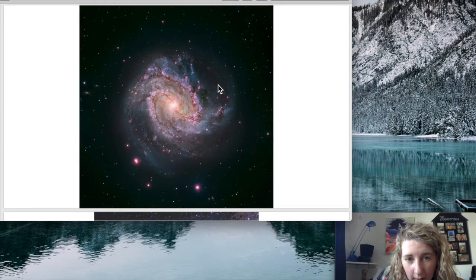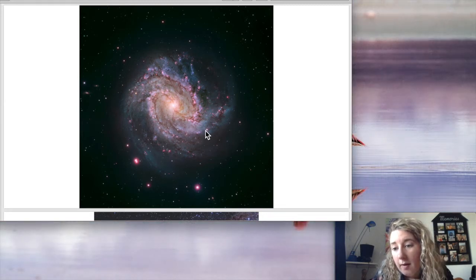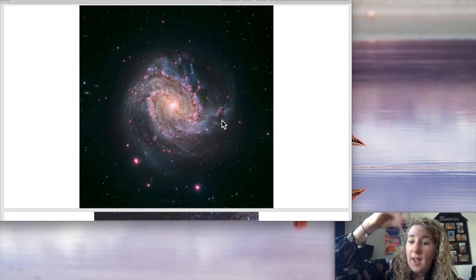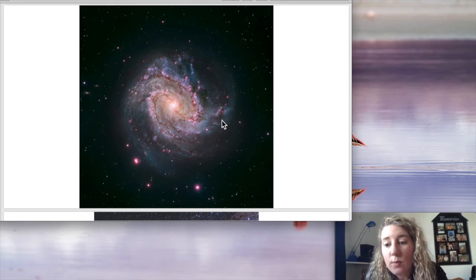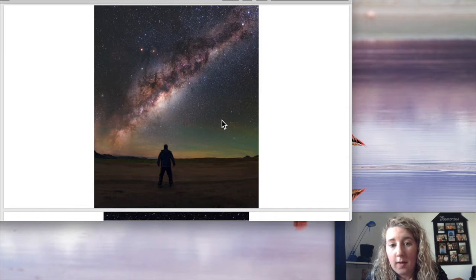But our Sun, the star, isn't the only star in our galaxy. We have about 100 billion stars in our galaxy, and this is what a typical spiral galaxy like our Milky Way looks like if you're looking down on it. We don't see our Milky Way looking like this because we're inside it. So we see our Milky Way galaxy looking more like this.